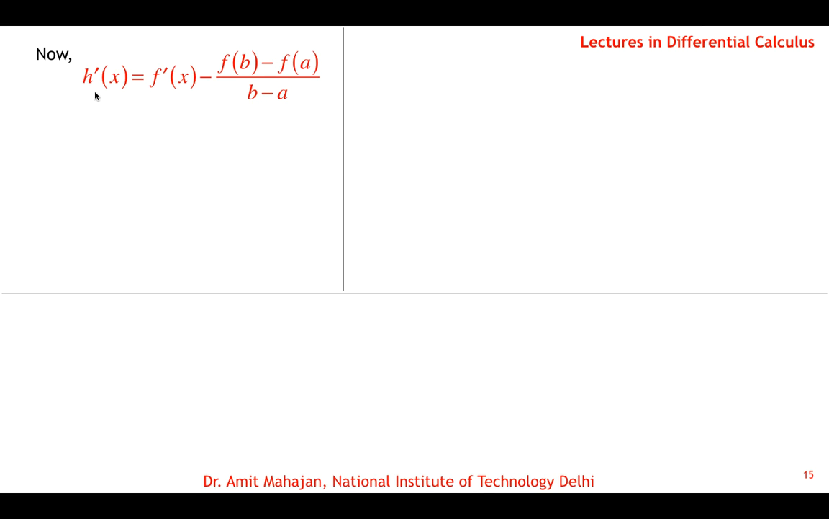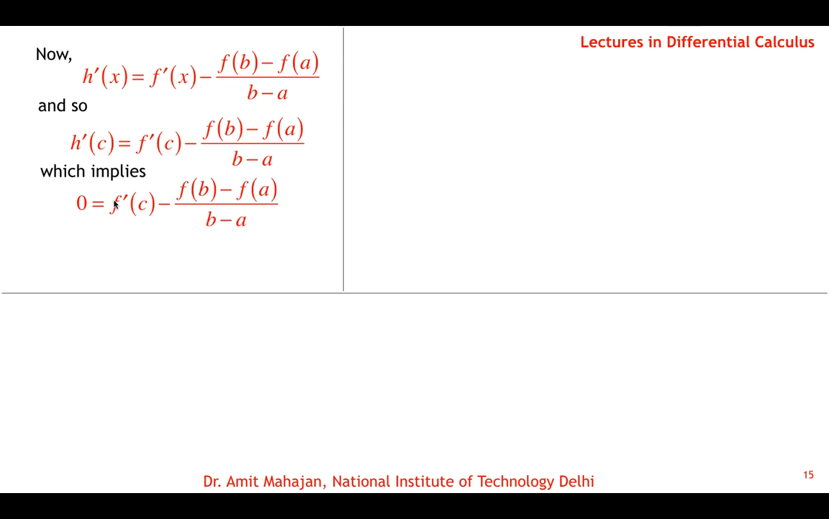Then we can write h'(c), which will be f'(c) minus this. Because h'(c) is 0, we can write 0 equal to this, and so we can calculate that f'(c) must be equal to the slope of the secant. So there is at least one point c in the open interval (a, b) such that the slope at c is exactly parallel to the slope of the secant.